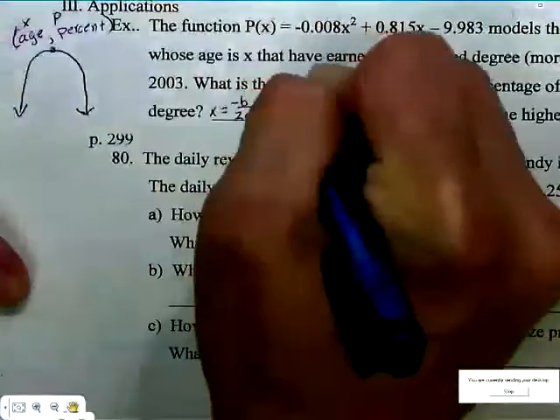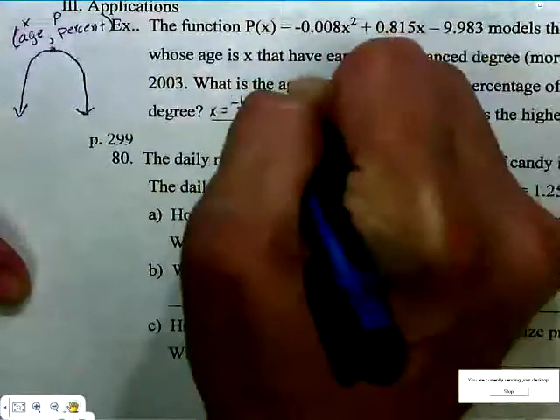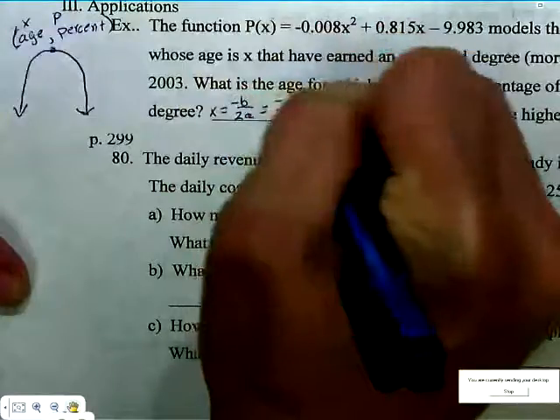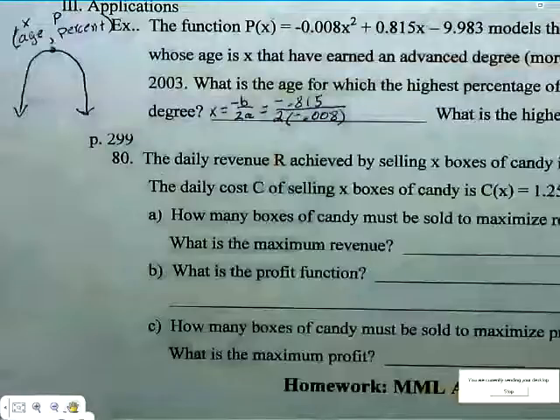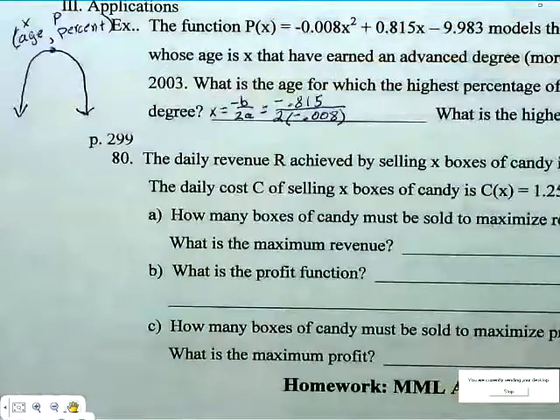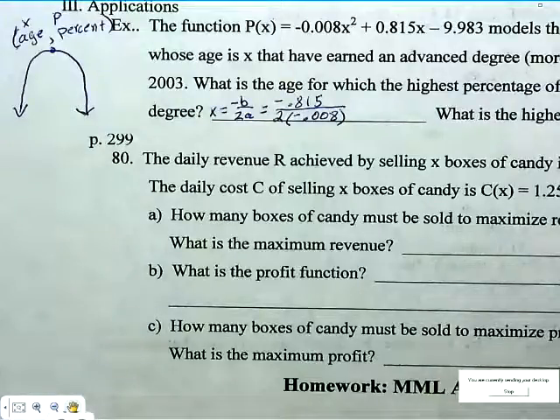That would be negative 0.815 divided by 2 times negative 0.008. Now, just to make the calculator punching easier, rather than typing those negatives, what do you already know the sign of that answer is going to be? Yeah, it's a negative divided by a negative, so it's going to be positive. Also, a negative age doesn't make sense. So I know it's a positive.